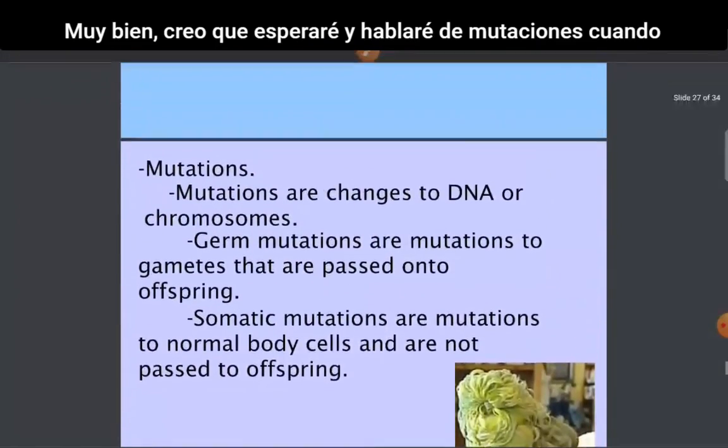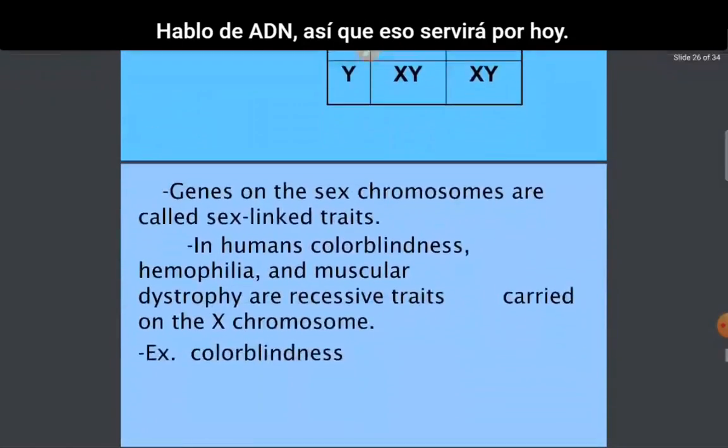Alright, I think I'll wait and talk about mutations when I talk about DNA. So that'll do for today.